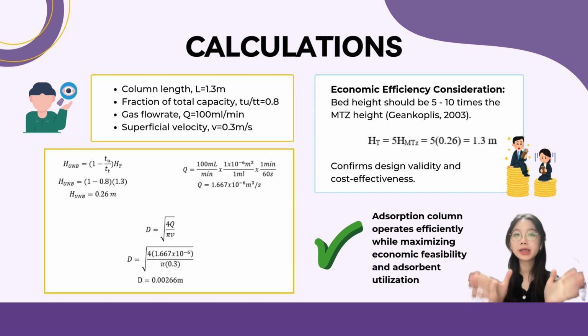And here our key calculations validate this design. The HMTZ is 0.26 and the column diameter is 0.00266 meters, ensuring optimum flow. Our bed height to MTZ ratio falls within the recommended 5 to 10 times range. This confirms both feasibility and cost effectiveness.